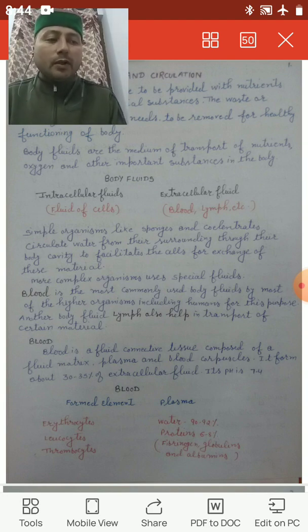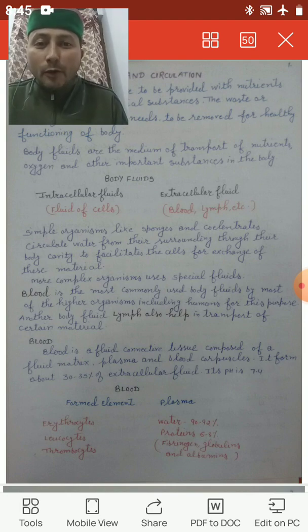When I'm talking about body fluids and circulation, we know that all the living cells need to be provided with nutrients, oxygen and other essential substances, supplied to each and every cell of the body. And the waste or harmful substances produced in our body need to be removed for the healthy functioning of the body. So body fluids are the medium of transport of nutrients, oxygen and other important substances in our body. So let us talk about body fluids.